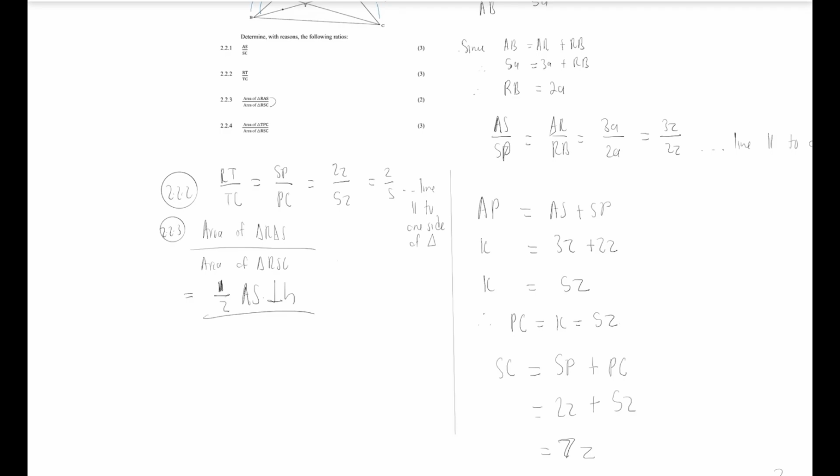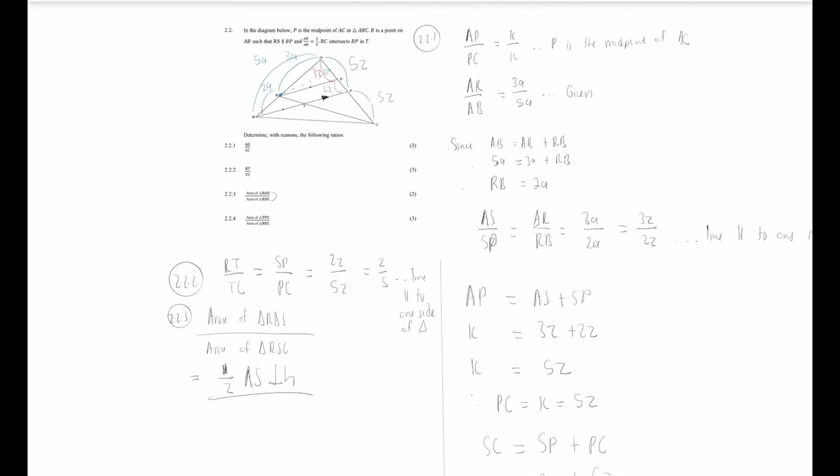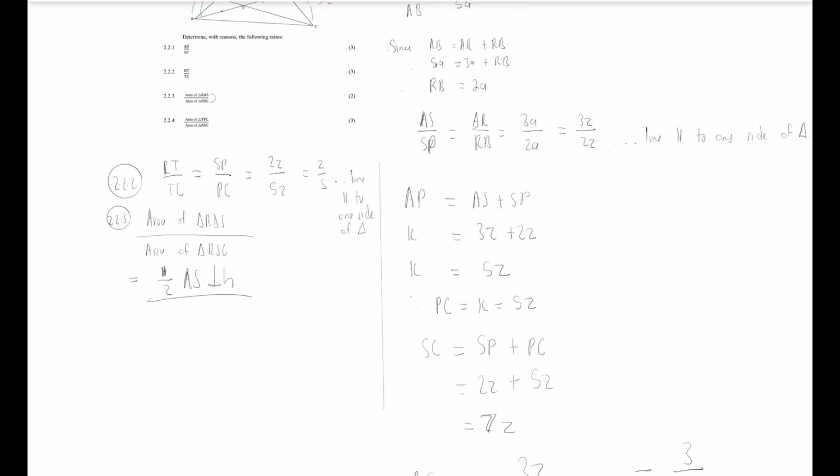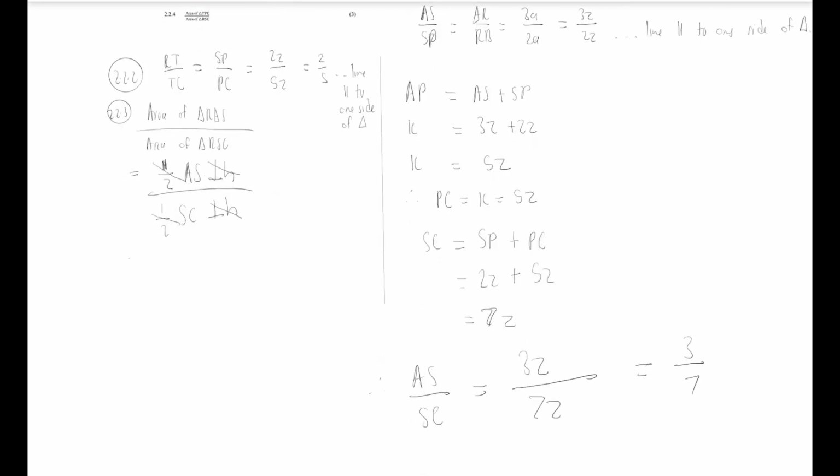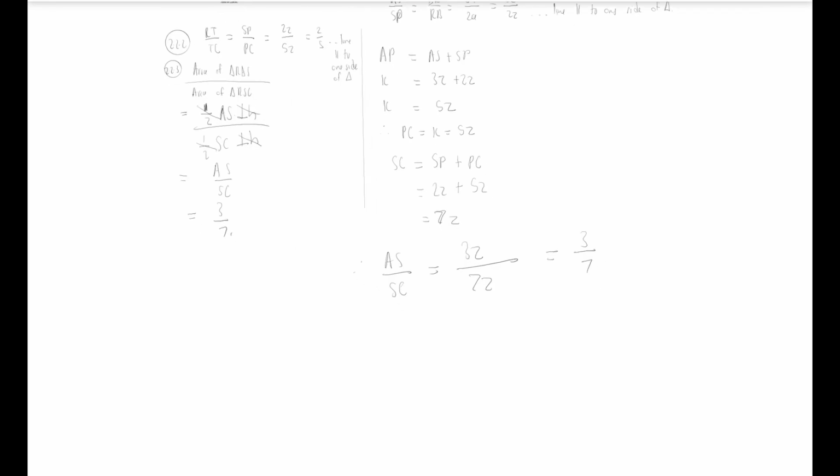Over, we move on to RSC. So it's going to be half base, right? The base is here because the perpendicular line goes down like this. So the base of this triangle is SC. So I'm going to say half SC perpendicular height. So this cancels, this cancels, and then you're going to be left with AS over SC, which you found to be 3/7. You see how simple that is, guys. It's not difficult. Very simple.